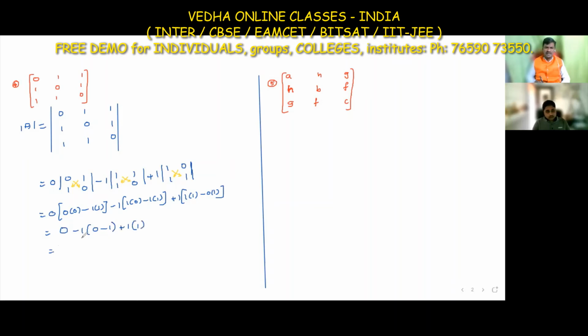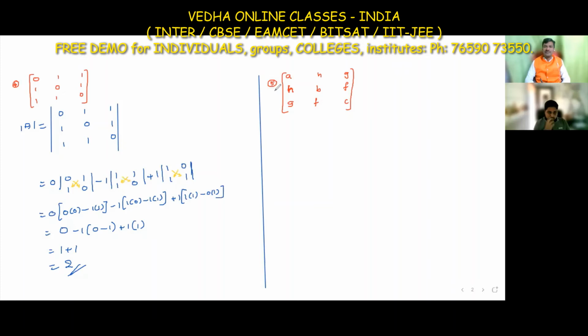Okay, so finally here we are getting minus 1 into minus 1 becomes plus 1. 1 into 1 is 1. 1 plus 1 is 2. So what is the final answer? This is 2. Okay, are you following?